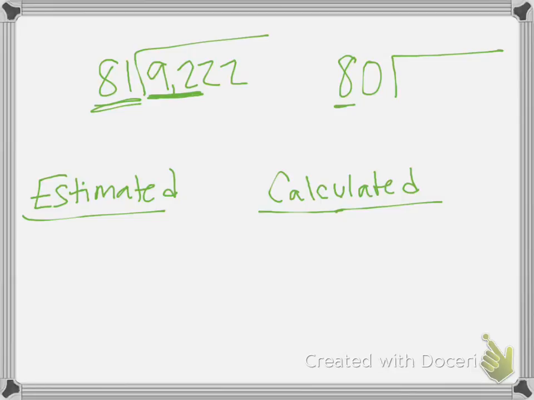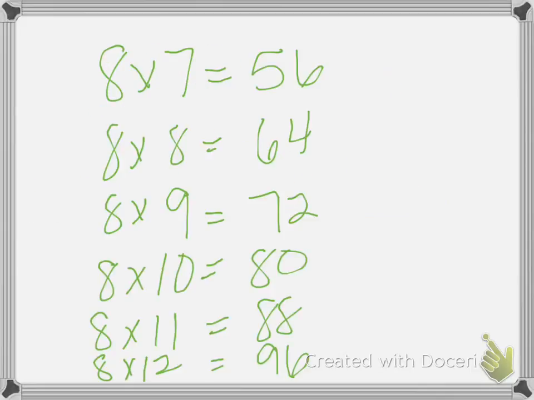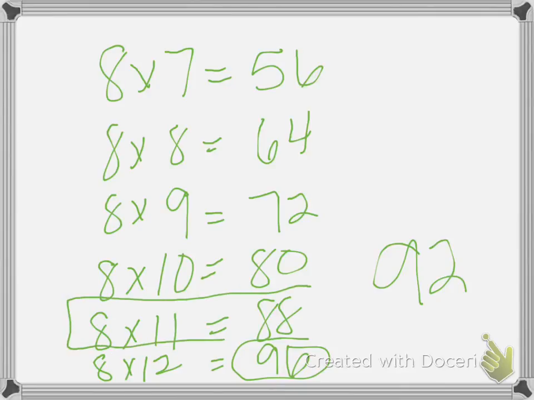Well, if you forgot how to do this, remember you can write out your 8 facts, which I'm going to show you on the next page. So if we write out our 8 facts to see what 8 can go into that's closest to 92, I wrote out my 8 facts over here. And remember, we're trying to get closest to 92. 96 is too big, so we should probably go with the 88.